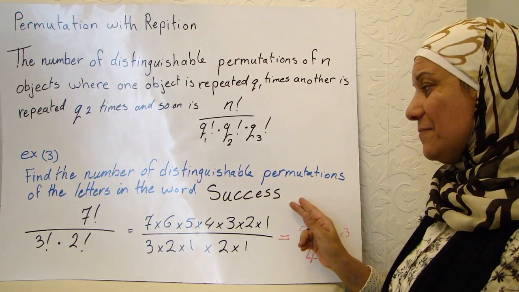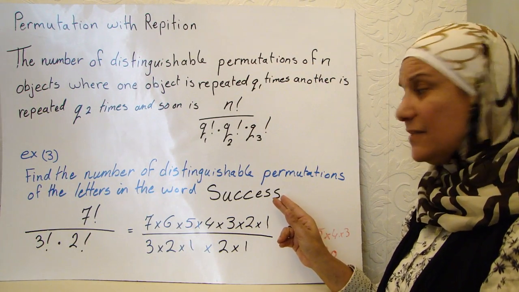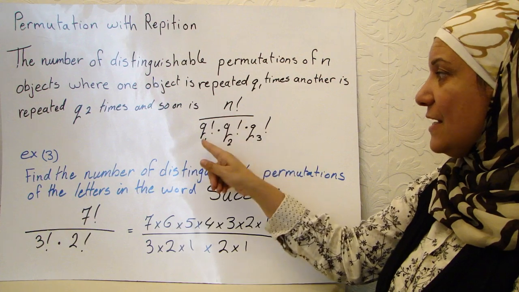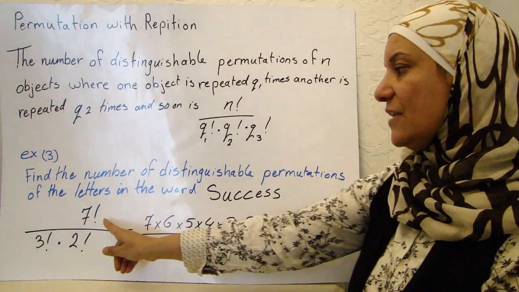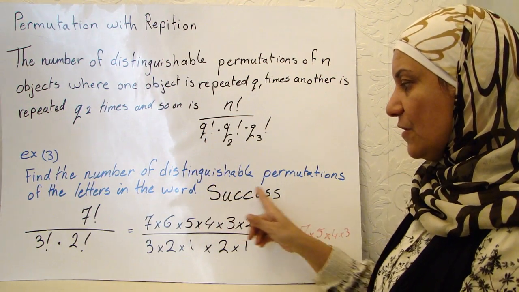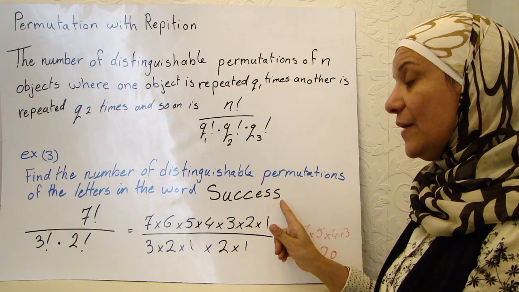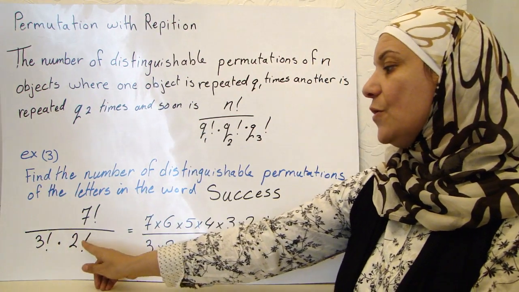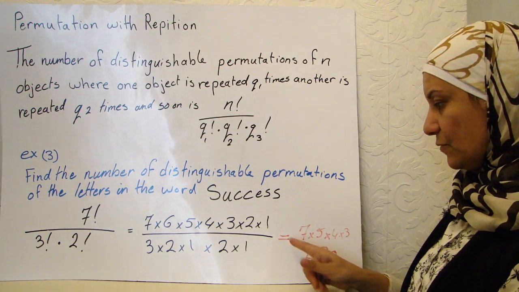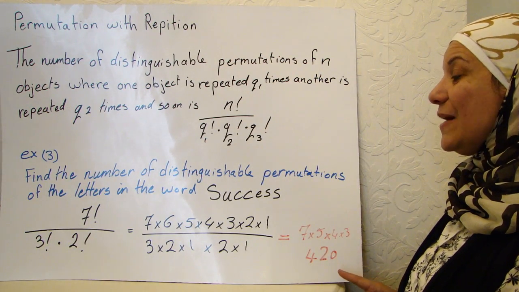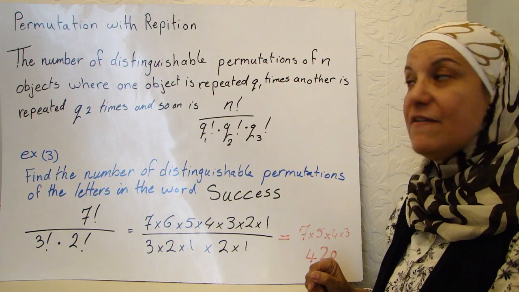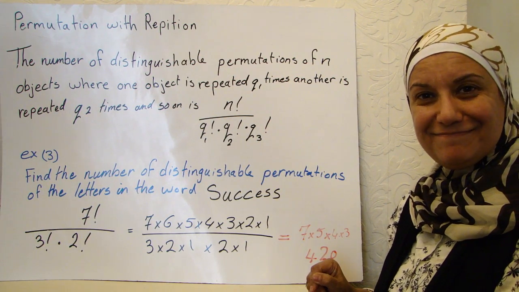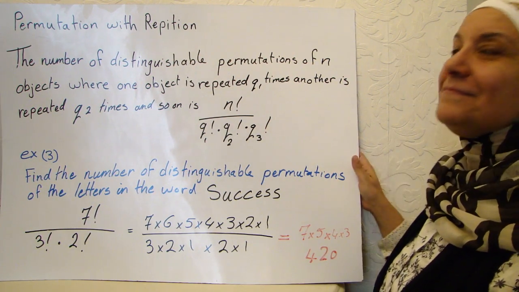Is there any other letter that is repeated? No. So it has only q1 and q2. That's what I have. 7, which is the number of the letters all together in the word, and then 3, which is for the S, and then 2, which is for the C. I get my number, which is 420 possible ways of having this permutation. Thank you.